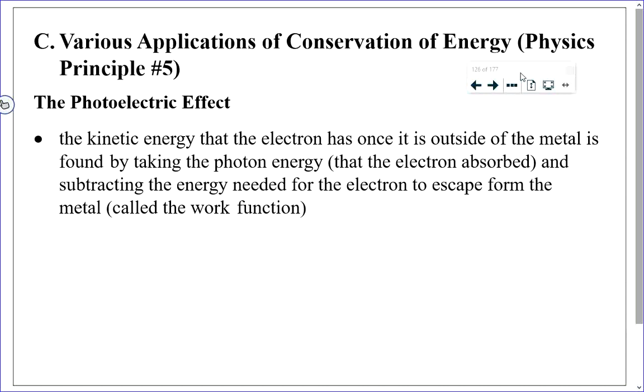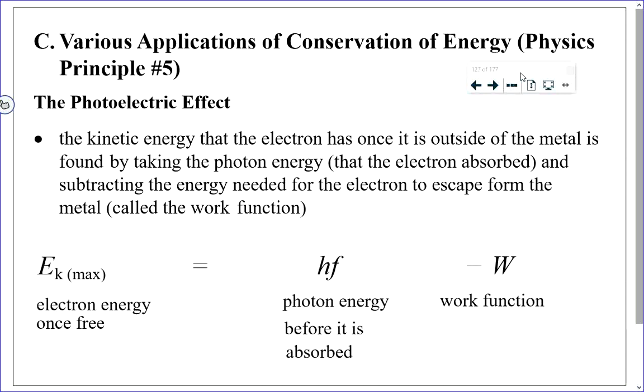Well, how do you find the kinetic energy the electron has once it's outside of the metal? You take the photon energy that was given to the electron, which is the energy the photon had before it was absorbed, and you subtract what's called the work function. This is using the law of conservation of energy.